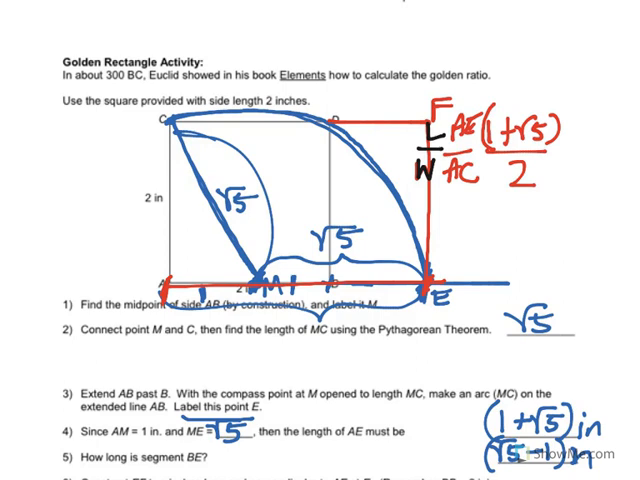So pop that baby in your calculator, making sure you use parentheses. 1 plus the square root of 5, close your parentheses, divided by 2. And you will find out that it is approximately equal to 1.618. It's not going to be a rational number. It's going to go on and on forever, but we are going to round it to 1.618.